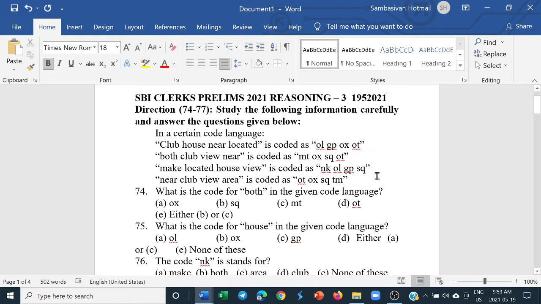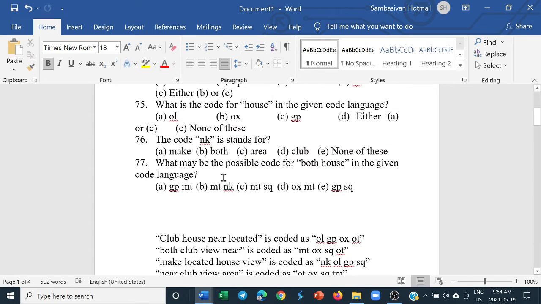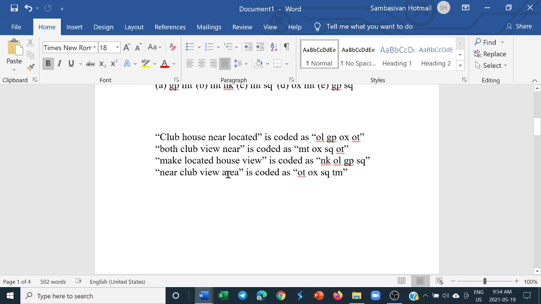See, in these cases, when we go through the questions, we need to bother about only the words for which they want the code. For example, in this, what is the code for both? Both is coming in this second sentence. So if we can find out some other codes, that is for club view near, if we eliminate that, we can get what is the code for both.